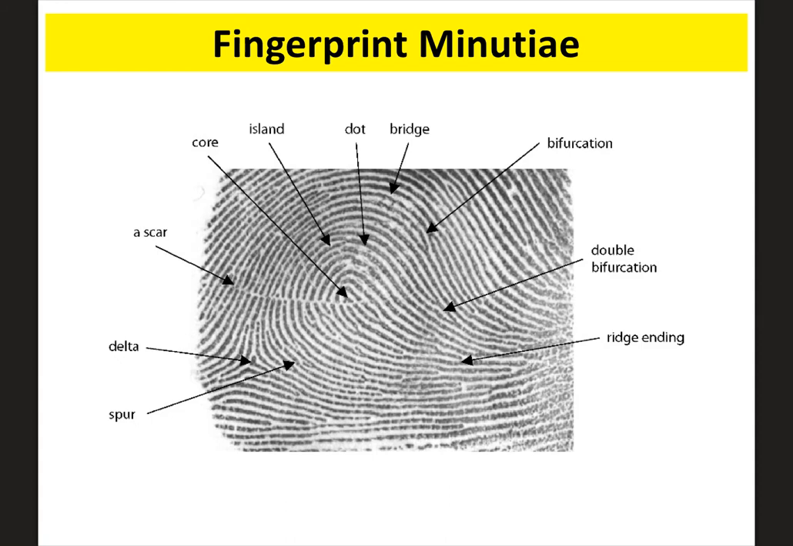So this print is labeled with some of these minutiae, and if you look close, you can clearly see what they're pointing at. An interesting one here that we did not mention yet is a scar. All right, you can usually see these pretty easily in prints, and they happen more often than you think. But a scar is basically just this white line that kind of moves across the print.